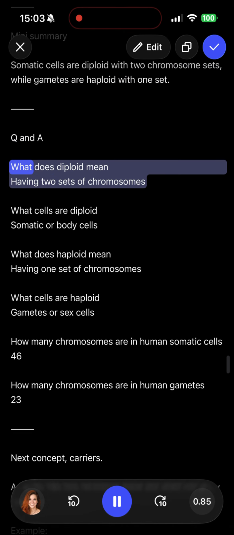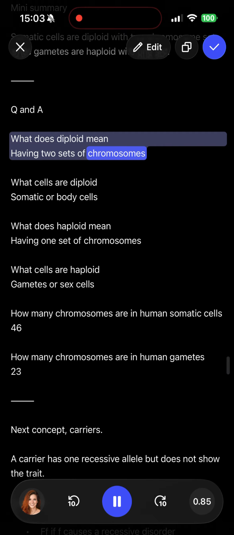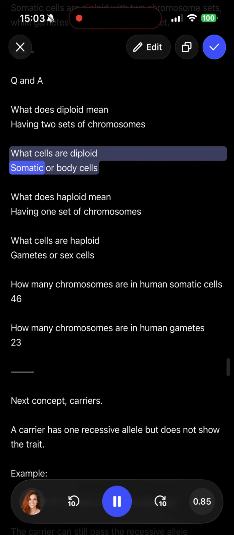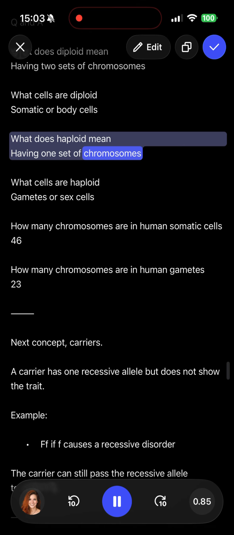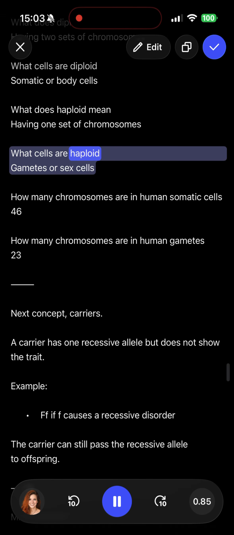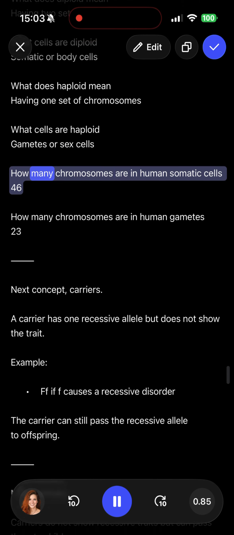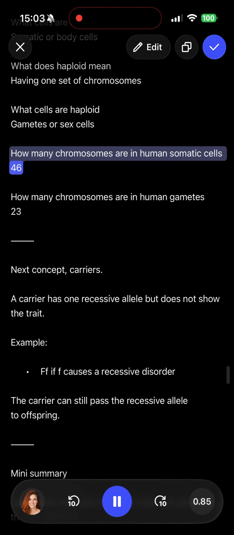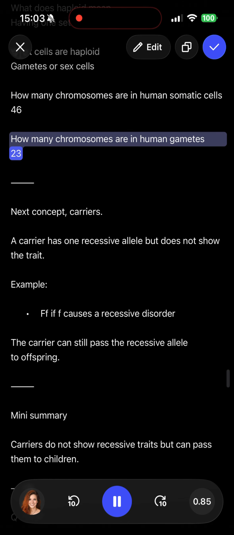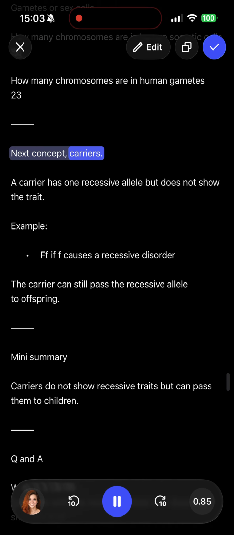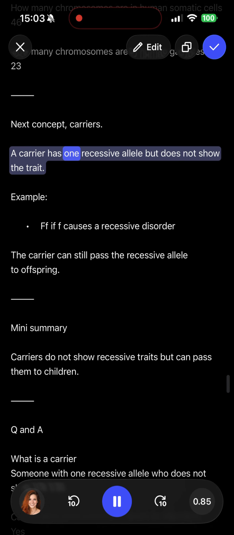Q&A. What does diploid mean? Having 2 sets of chromosomes. What cells are diploid? Somatic, or body cells. What does haploid mean? Having 1 set of chromosomes. What cells are haploid? Gametes, or sex cells. How many chromosomes are in human somatic cells? 46. How many chromosomes are in human gametes? 23. Next concept, carriers. A carrier has 1 recessive allele but does not show the trait.